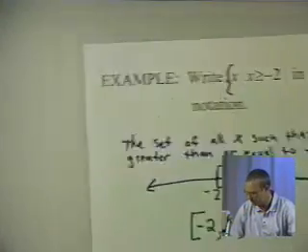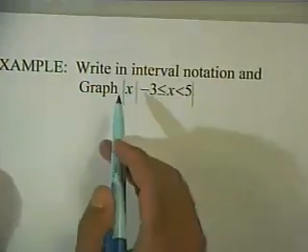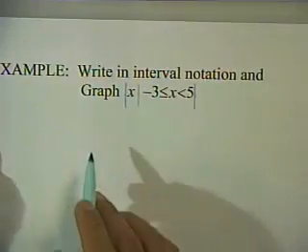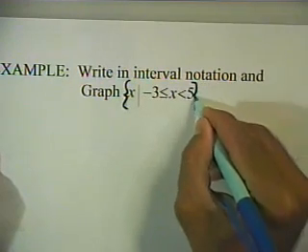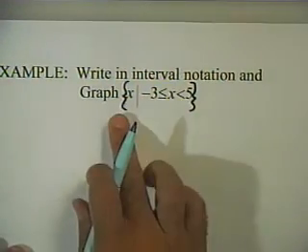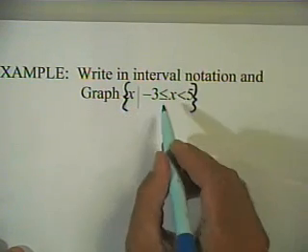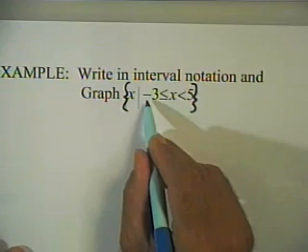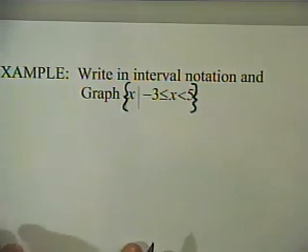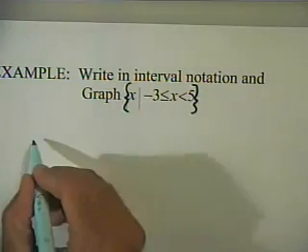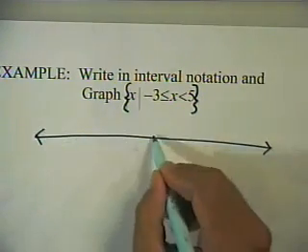All right, let's try one more. Okay, write an interval notation and graph. Let me go ahead and put the curly braces in there so you can see them better. Let's graph the set of all x such that x is greater than or equal to -3 and x is less than 5. Okay, well, the best thing to do is first graph it.